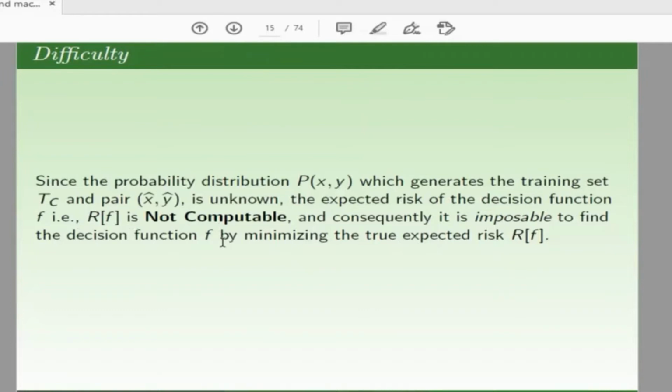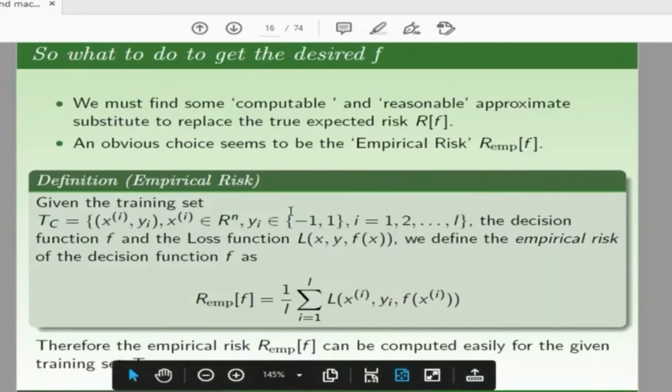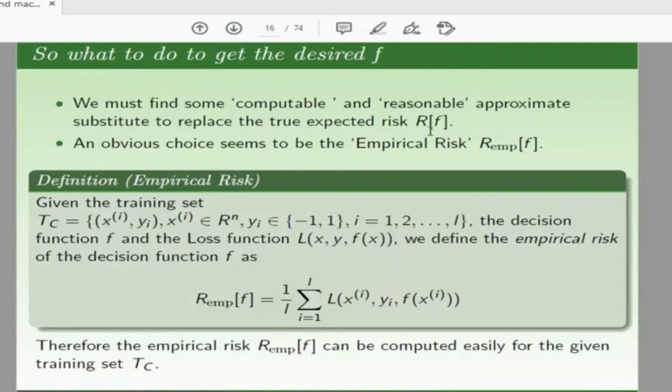So what should we do now? What to do to get this desired f? We must find some computable and reasonable approximate substitute to replace the true R(f). That means we should find something based on data and see how good an approximation it is for the risk which you don't know. And this is precisely called the empirical risk. The empirical risk is supposed to give you a true approximation of the actual risk. Why am I saying supposed to? Because there are certain points. It will not be exact. It will be very near, but not exactly an approximation.